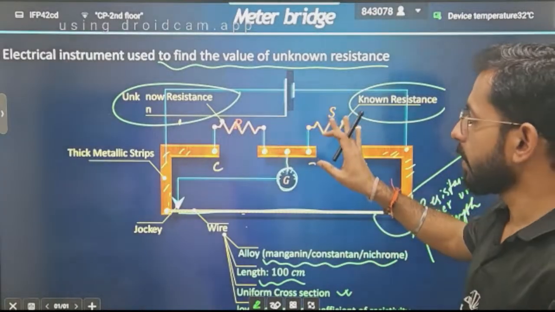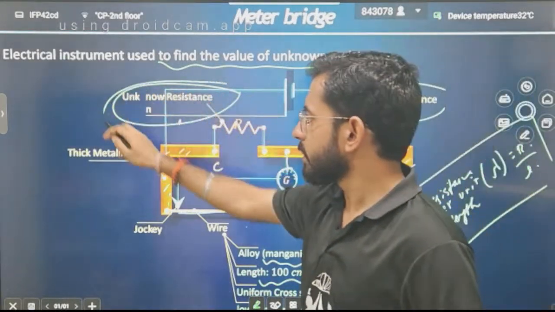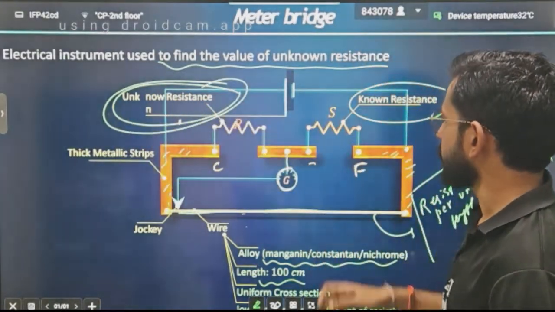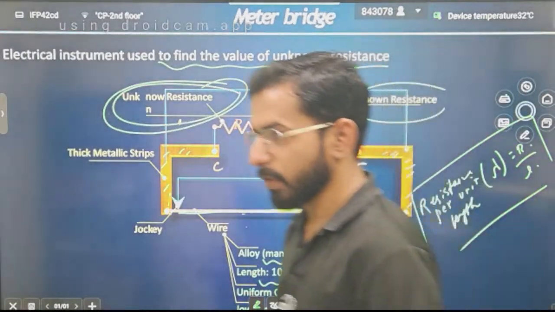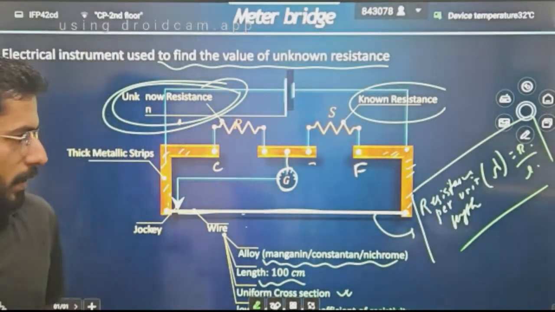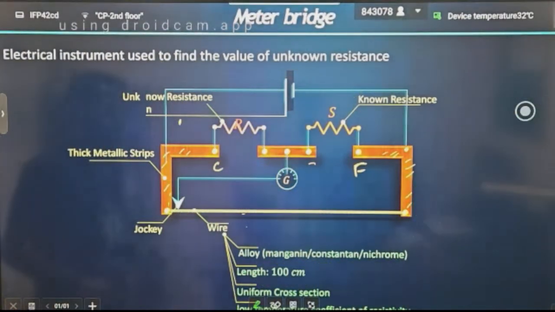Now tell me, with this electrical instrument, I have to calculate this unknown resistance. How will we calculate? That is the question. There is a known resistance, that is S. Okay, so now see how we will be calculating.